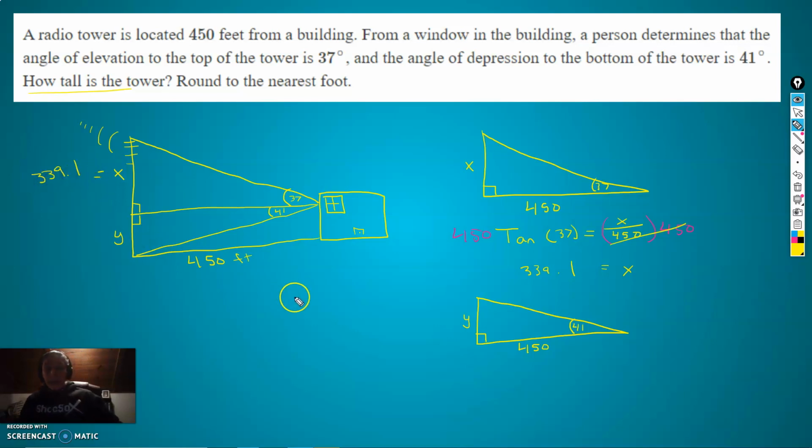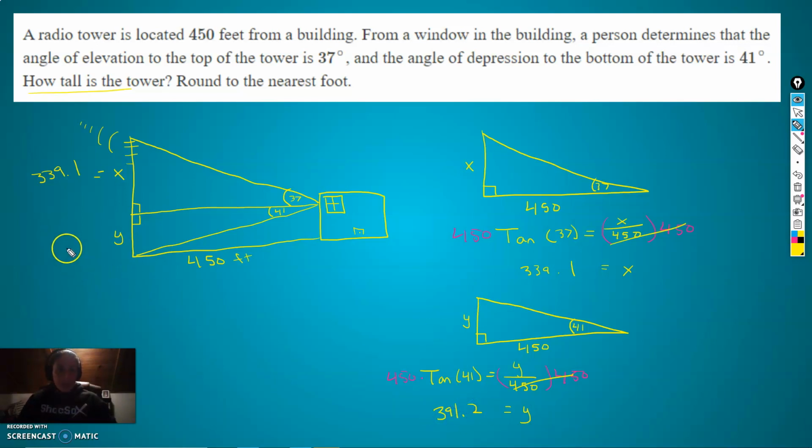Now we need to figure out y in a similar fashion. Same thing, 41 degrees. I have an adjacent side and an opposite side, so I'm going to use tangent again. So tangent of 41 is equal to opposite over adjacent. Same thing, I'm going to multiply both sides by 450 to clear the 450 and get y by itself. Those clear, so I'll have y. So y is equal to 450 times tangent of 41, which gives me 391.2.